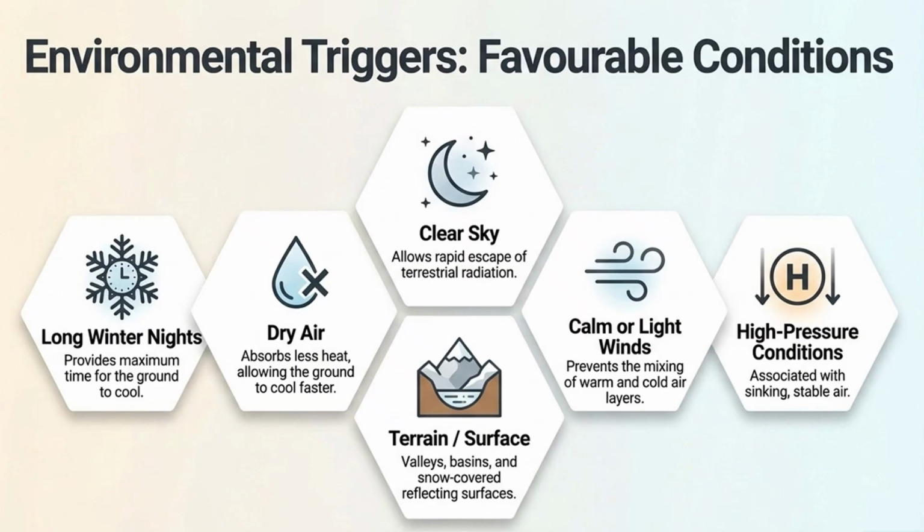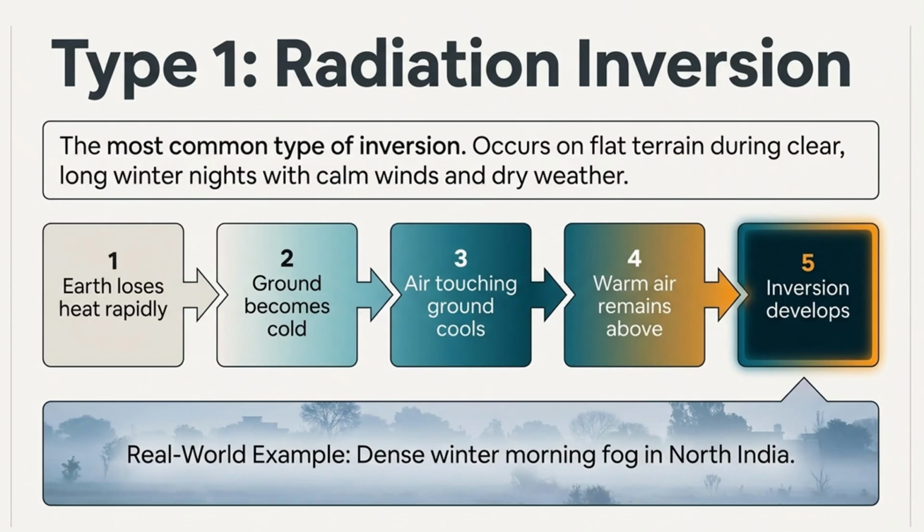Now that we know the condition requirement for inversion, let's move on to the different types of temperature inversion. Now let's learn about the first type of temperature inversion called radiation inversion. This is the most common type of inversion. It usually occurs during clear, calm and dry winter nights on flat land. Let's understand the process step by step.